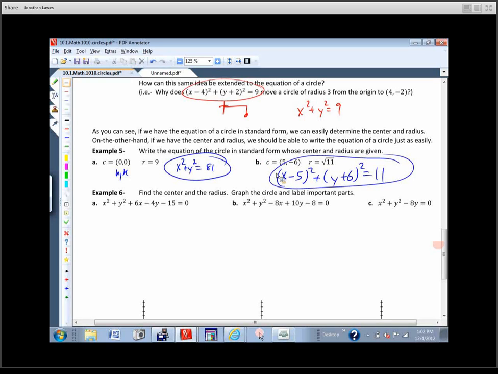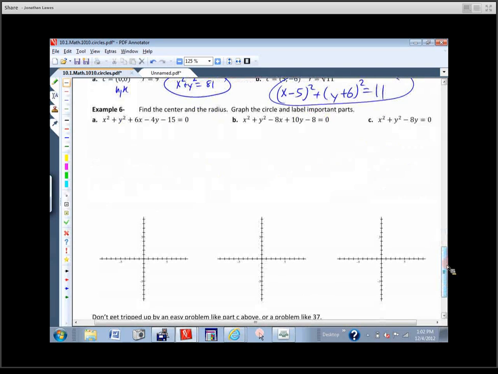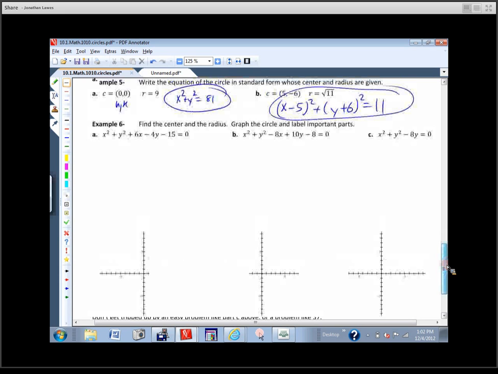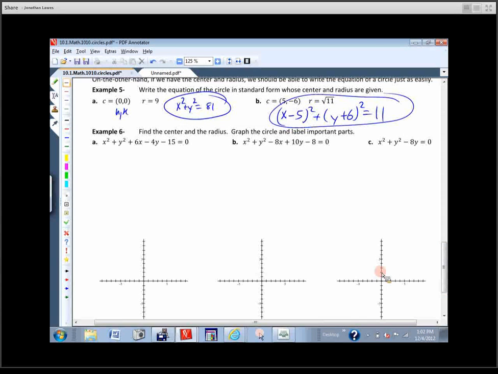Let's take a look at these next couple. This one says, find the center and the radius, graph the circle, and label important parts. What's wrong with this? Everything is wrong with this. Parker is excused from class. Okay. Well, the square root of the radius is negative 15, but you have to move... Okay, so we've got to move this to the other side. Right now it would look like the radius would be 0, so we're going to have to move that to the other side. There's a couple other things wrong with this.